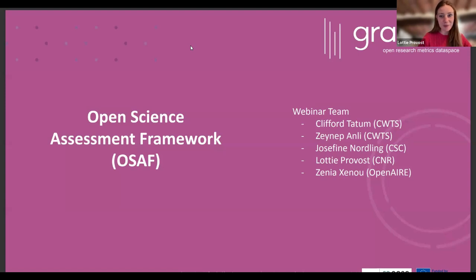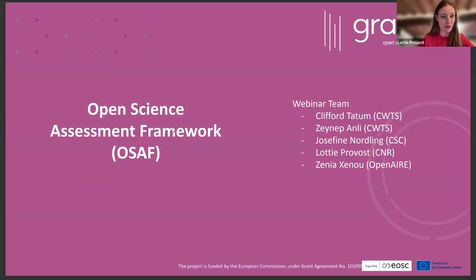And a quick introduction before we start. So this is the first in a series of webinars on the Open Science Assessment Framework. GraspOS, so the Open Science Assessment Framework is one of the main outputs of the GraspOS project. And GraspOS is a 3-year Horizon Europe InfraEOS project, which is focused on creating an open and federated data space for research assessment. And the aim is to provide tools, services, and guidance to support and enable policy reforms for open science-aware, responsible research assessments. And this is at various levels, so including researchers, institutions, organizations, and countries.